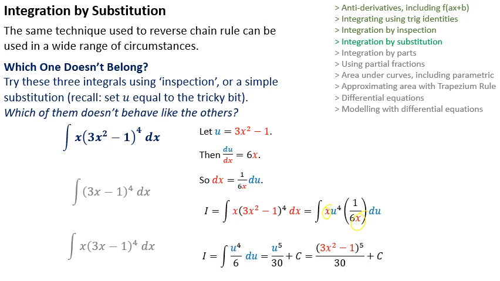As soon as you've got that, the following process is relatively straightforward. u to the 4 becomes u to the 5 over 5, and the 1 over 6 term that was there already is still there. We add a constant, and at the very end, we just replace u with the thing that u was defined to be at the beginning, 3x squared minus 1.